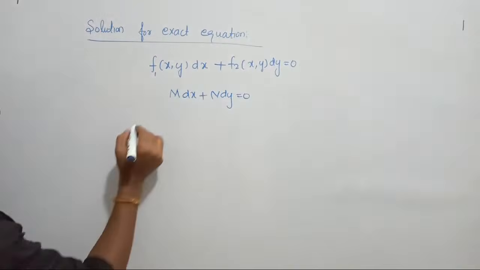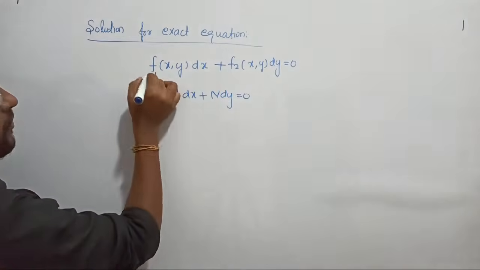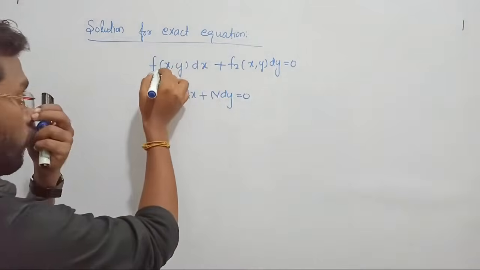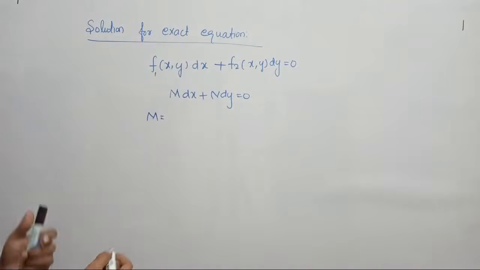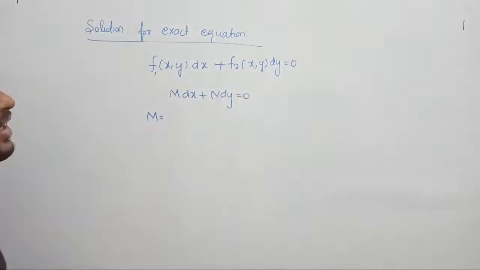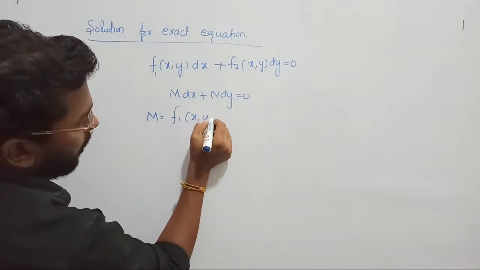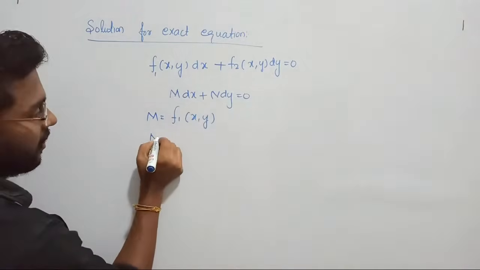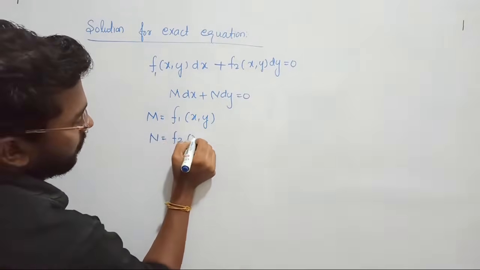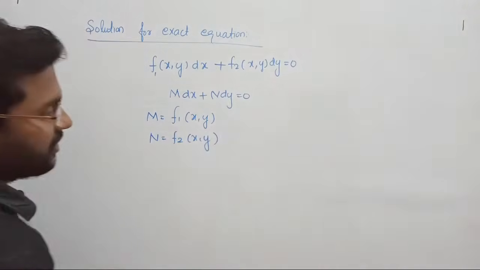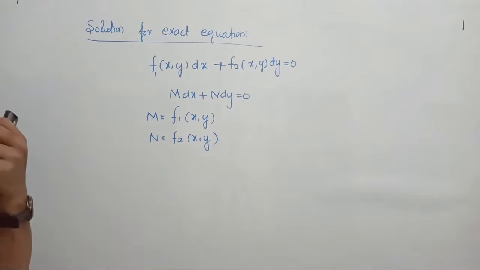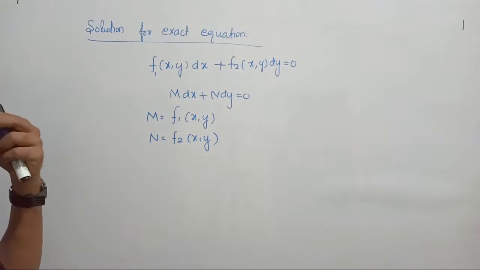Simply we are writing like this, whereas m is the function. This f1 of x comma y is being considered as m, and this f2 of x comma y is being considered as n, right? So let me write f1 of x comma y, and here n is going to be f2 of x comma y only. Let's consider some function is like this, that's all. It's over. Clear? Yes. Now let's proceed further with this.